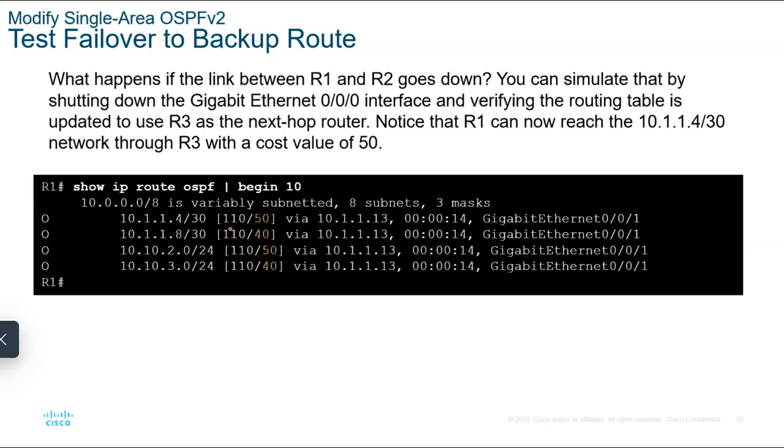As you can see, it changed. Now we have this. So what happens if the link between router 1 and router 2 goes down? You can simulate it by shutting down the gigabit Ethernet, which is this interface, and verify that the router updates to use R3 as the next hop. This one here is not on the course.